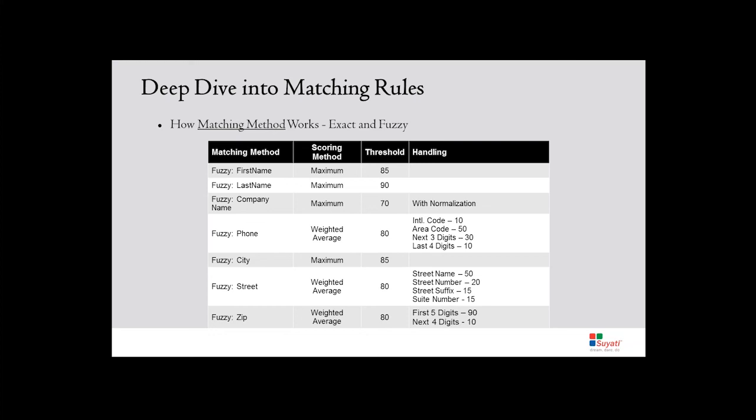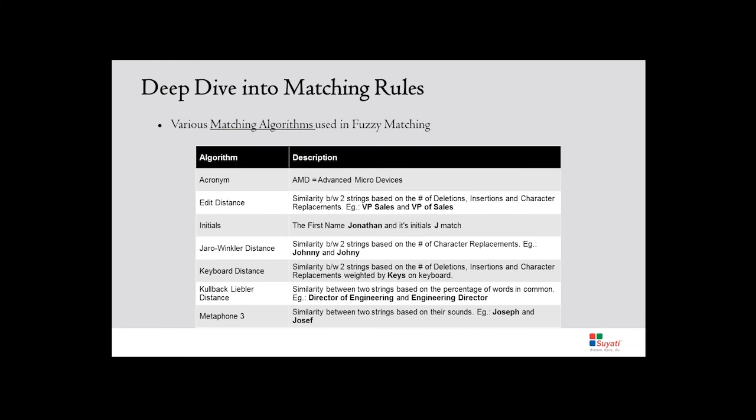The next thing is fuzzy street, where it's the same thing. A score has been allotted for street name, then a score of 20 has been allotted for street number, a score of 15 has been allotted for street suffix, and so on and so forth. So if any combination of these adds up to a score that's greater than 80%, then it's flagged as a duplicate. The same applies to fuzzy ZIP. So these are some things which Salesforce manages by itself, the duplicate management system manages by itself, but it's always good to know so that you can set up an efficient matching rule.